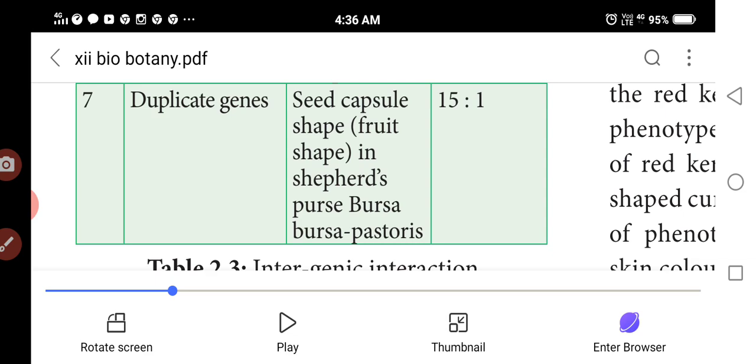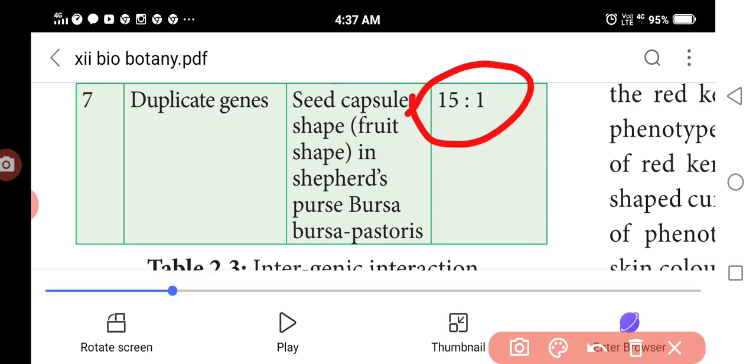If A and B are the two genes, triangular capsules will be obtained on plants having genotypes AABB, AABb, AaBB, AaBb, AAbb, Aabb, aaBB, and aaBb. Only those plants with genotype aabb will appear as drop-shaped fruits. Thus the ratio is 15:1. Okay, understood?